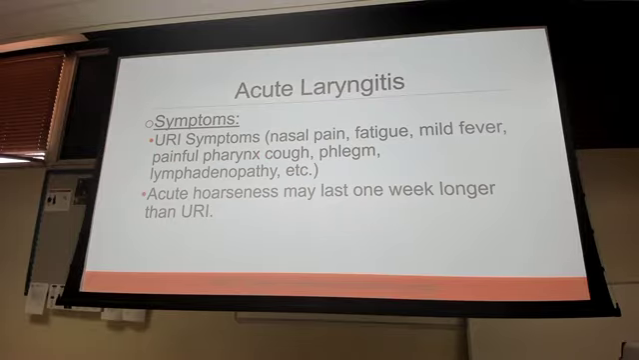Patients can have associated upper respiratory tract infection symptoms, so nasal pain, fever, fatigue, congestion, phlegm, feeling like something is stuck in the back of their throat, or like they want to cough up something, and lymphadenopathy as well. And then of course they may have hoarseness. It can last beyond a week. That's why we usually say that 2 week window is the cutoff for acute laryngitis.